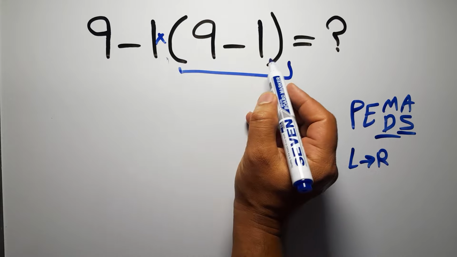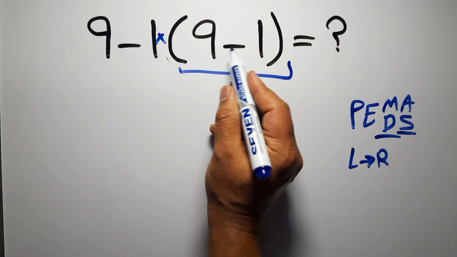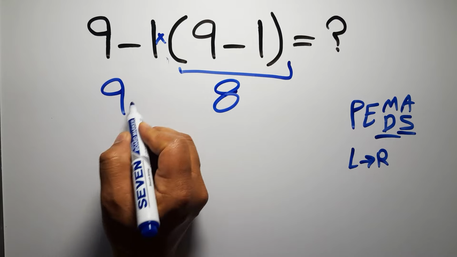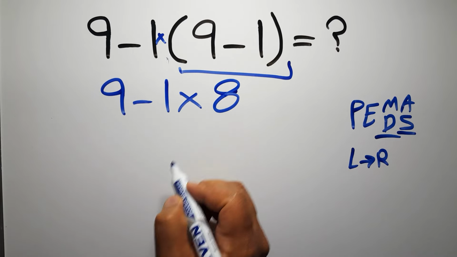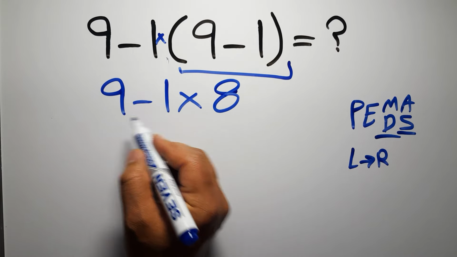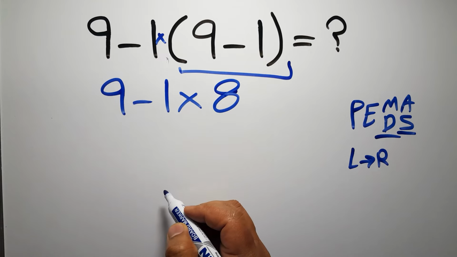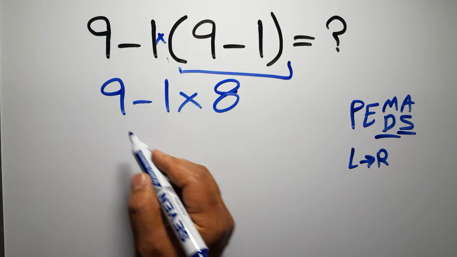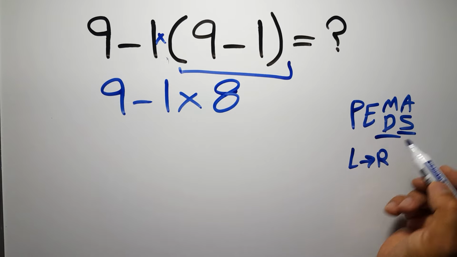So first this parenthesis. Inside this parenthesis we have 9 minus 1, which gives us 8. So 9 minus 1 times 8. Now we have one subtraction and one multiplication. According to the PEMDAS, multiplication has higher priority than subtraction because multiplication comes before subtraction.